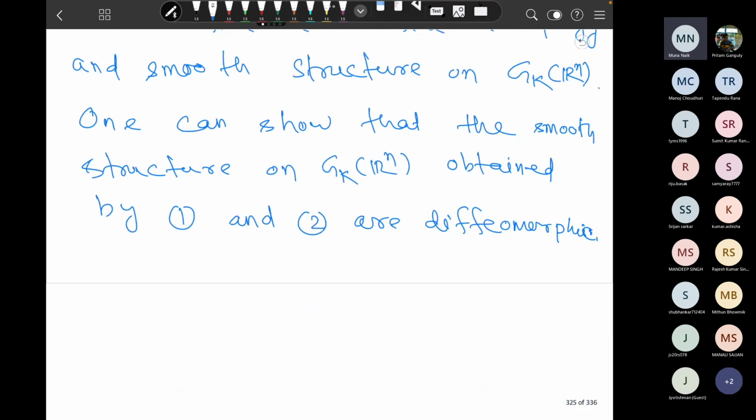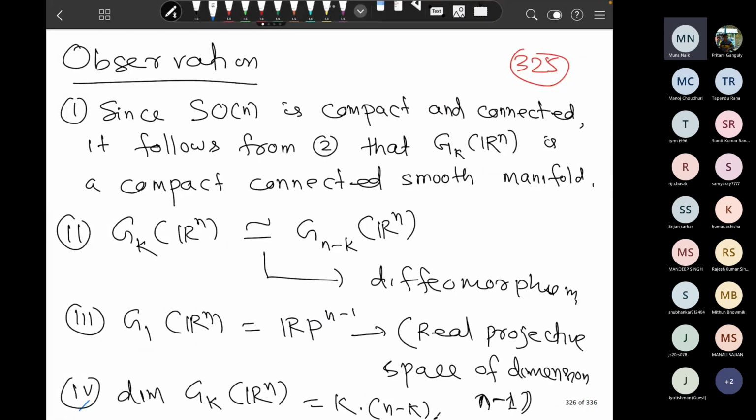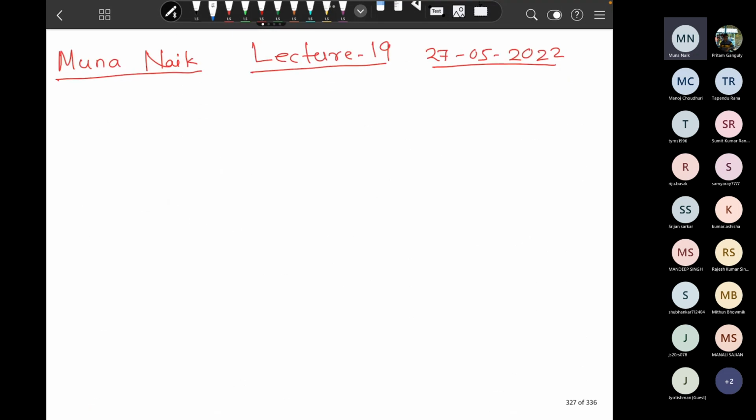So G_k(R^n) is a compact connected smooth manifold, and it is diffeomorphic to G_{n-k}(R^n). Similarly, G_1(R^n) is nothing but real projective space of dimension n minus 1, and the dimension of G_k(R^n) is equal to k times (n minus k).